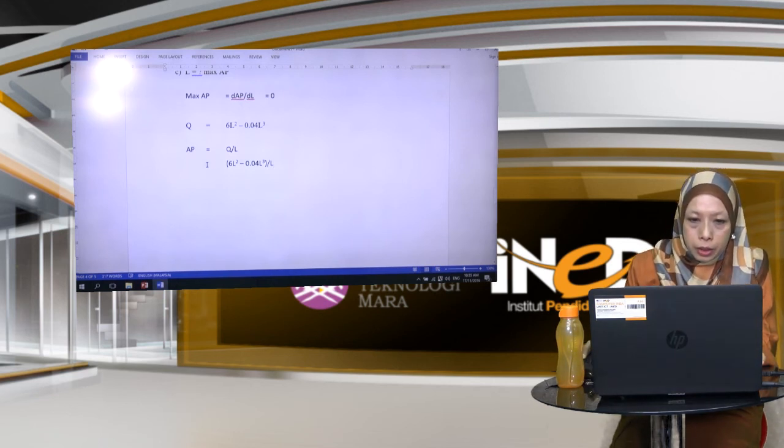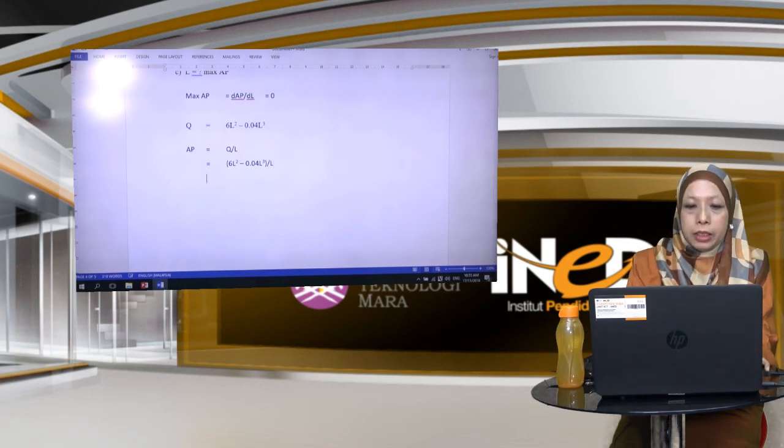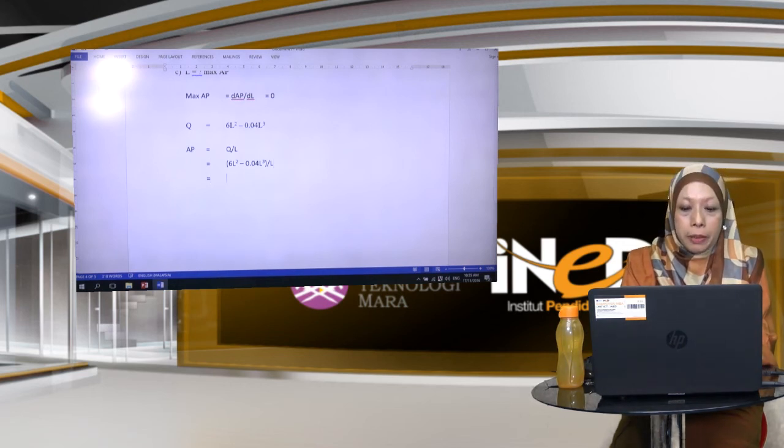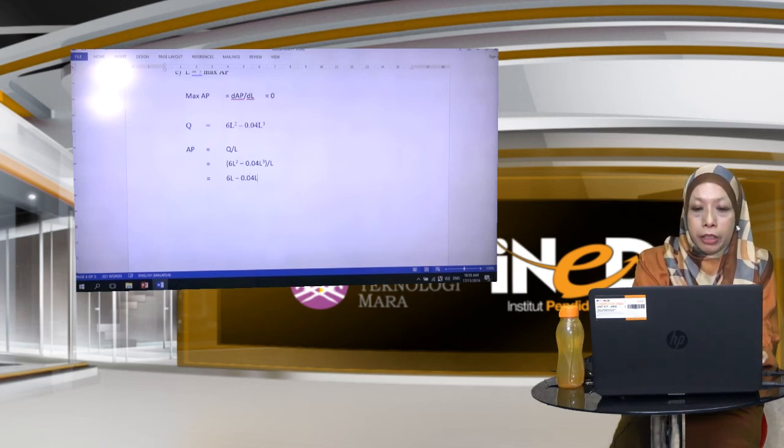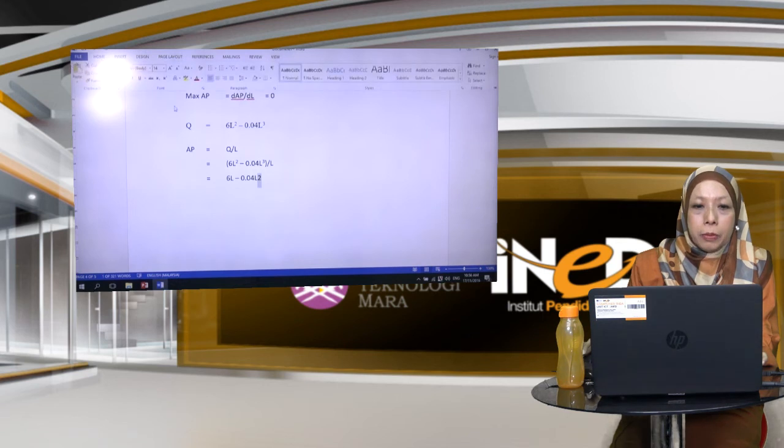What are we getting here? So 6L squared, you divide by L, will give you 6L. Minus sign, you write it down again. And 0.04L to the power of 3, if you divide it, that will leave you with 0.04L squared. So that's your average product function.